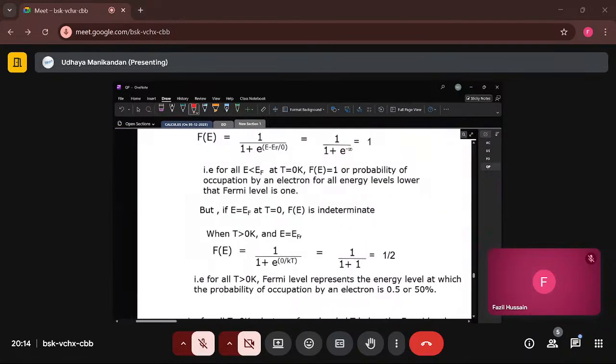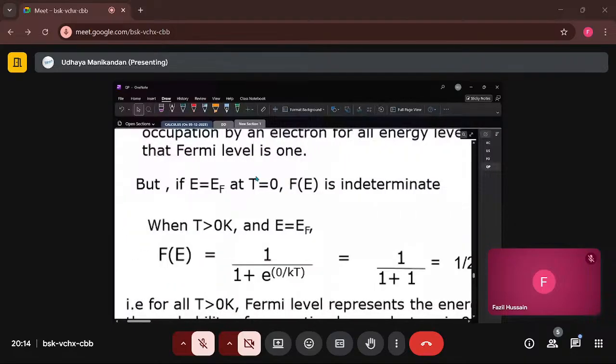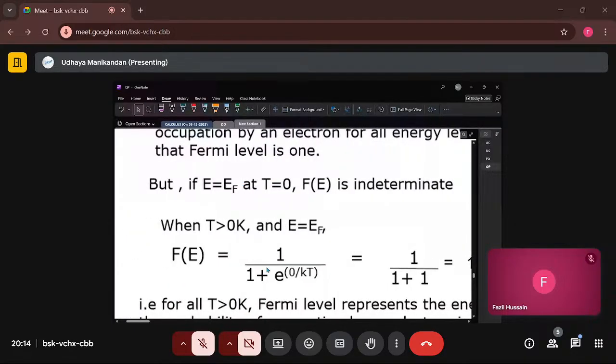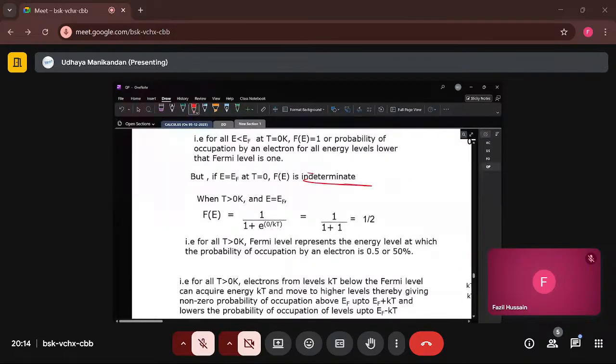Okay. What happens when both are equal? When E is equal to EF and T is equal to 0, then what happens? It is an indeterminate form.